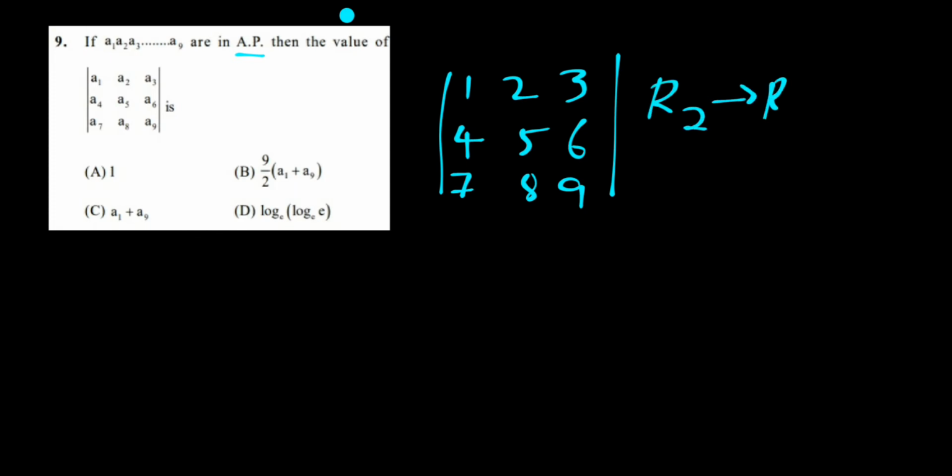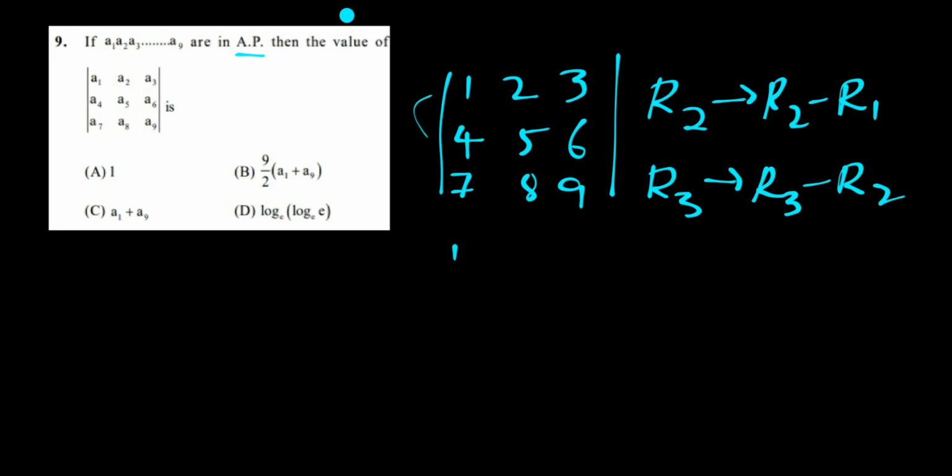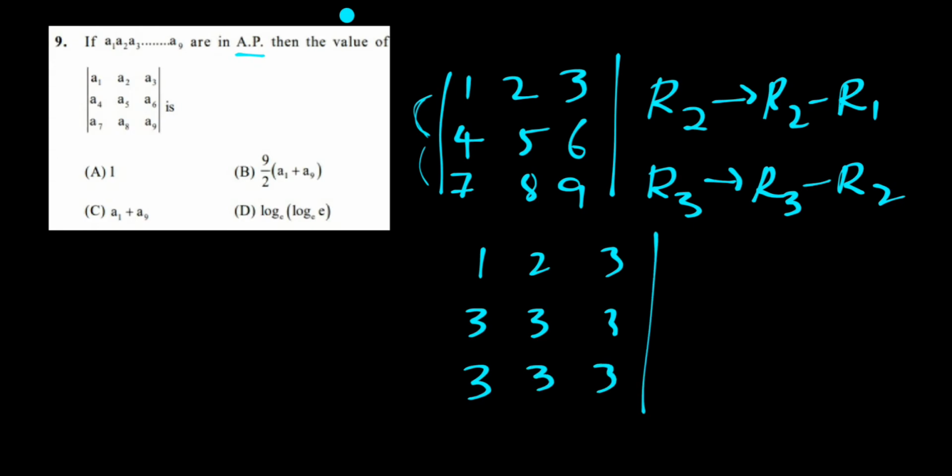R2 changing to R2 minus R1. Row 3 changing to row 3 minus row 2. So first you keep 1, 2, 3 as it is, and row 2 minus row 1. So what will you get? 3, 3, 3. Next, row 3 minus row 2. There also we get 3, 3, 3. In the determinant, two identical rows are there, so the answer will be 0.